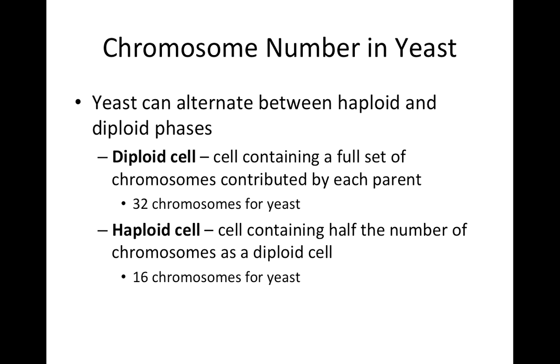But each of your parents' gametes that contributed to you, gametes are sex cells, egg and sperm, each one of those cells were actually haploid cells containing 23 chromosomes each. And when the egg and the sperm of the parents come together to form a zygote, you're going to have the full set of 46 chromosomes again. With yeast, the diploid cells will have 32 chromosomes, and haploid cells, which contain half the number of chromosomes as a diploid cell in an organism, for yeast are going to have 16 chromosomes.